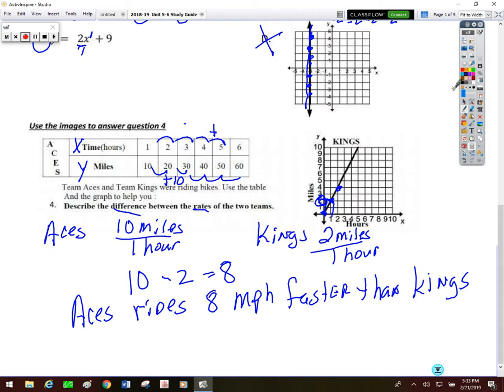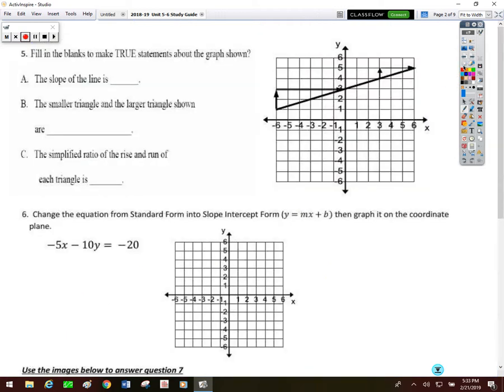All right, here we go. Let's go with number 5, if we can get the page to turn. All right, fill in the blanks to make these true statements about the graph. Well, this line is going uphill, so we can do one of two things. You can write positive because it is a positive slope going uphill from left to right.